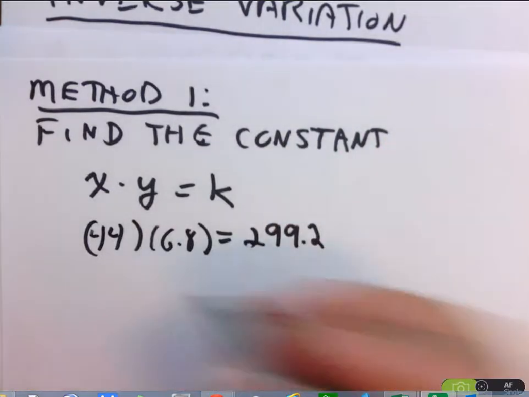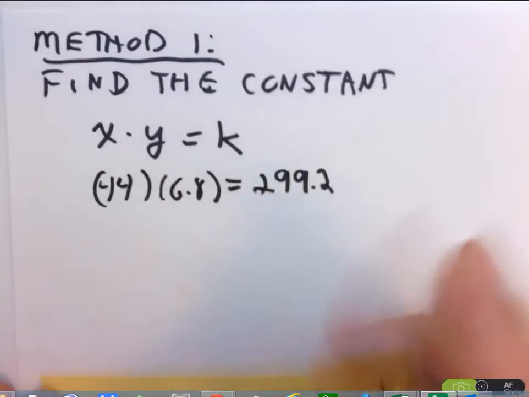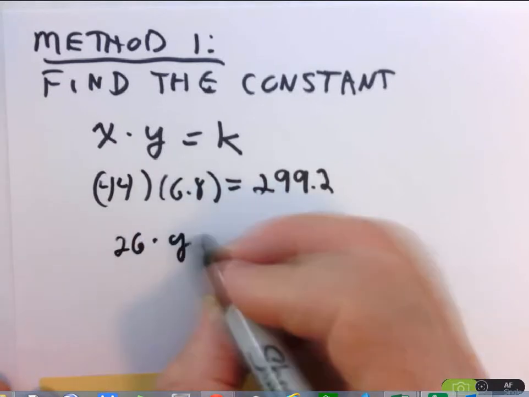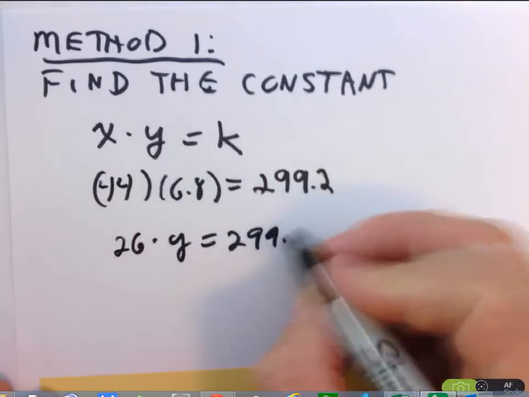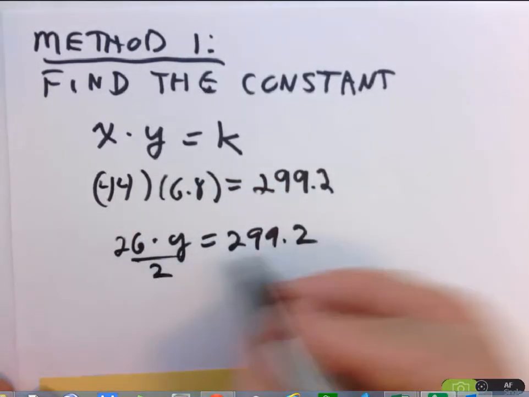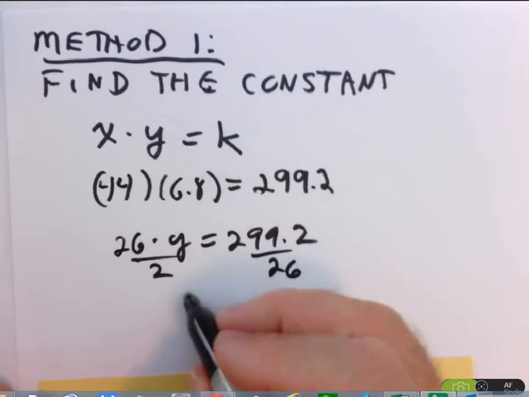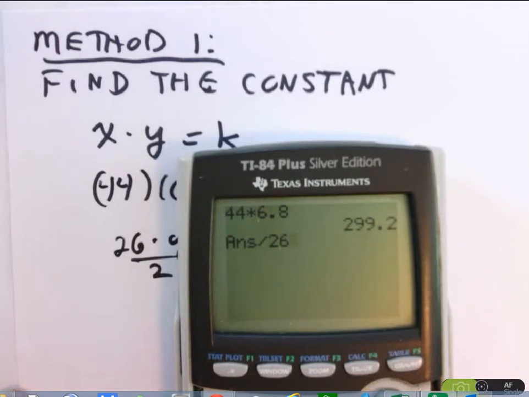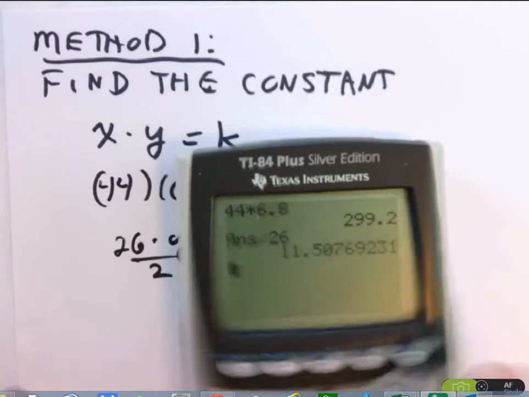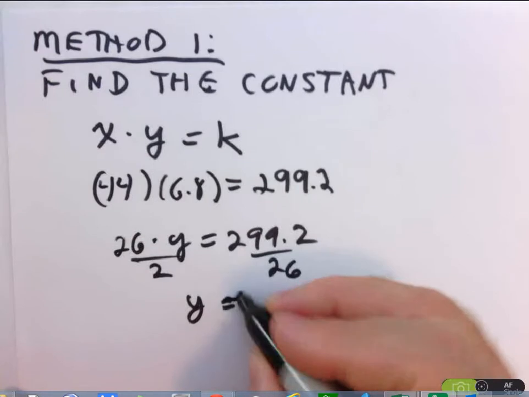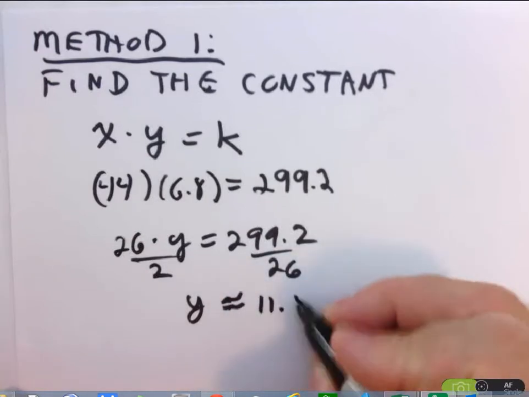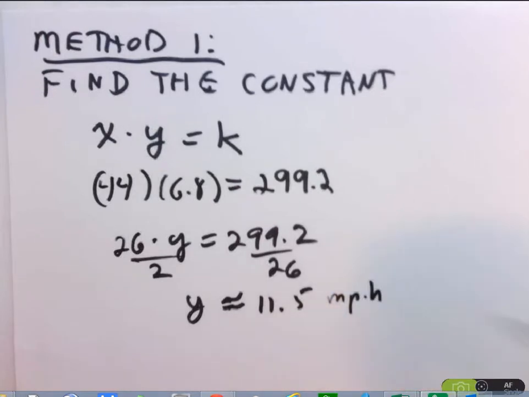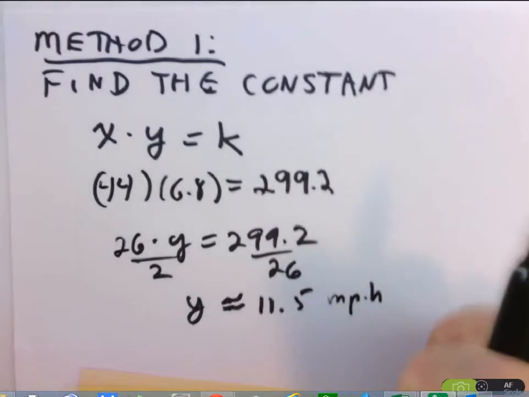So to find the speed we're looking for, we put in Josh's time, which is 26, times y equals 299.2. All we have to do is divide by 26. So when we divide by 26, we get the answer of 11.5, rounding off. So I'll make this approximately equal, 11.5 miles per hour. Ta-da! So that's how fast the winner ran.